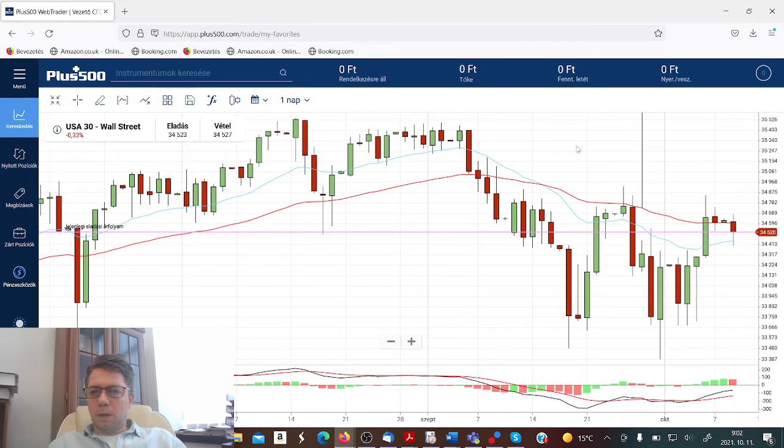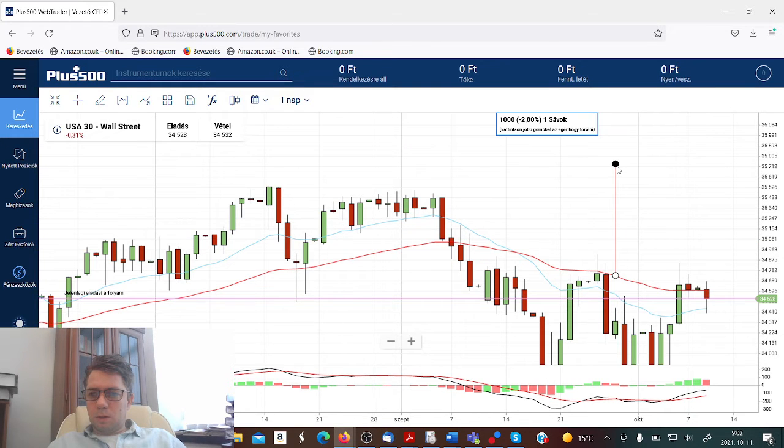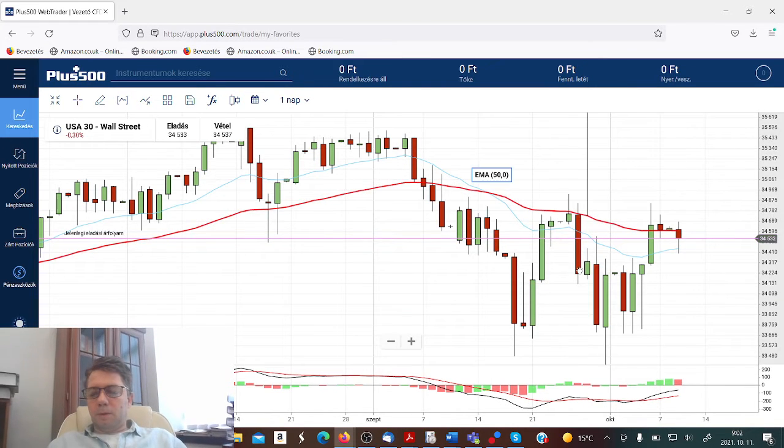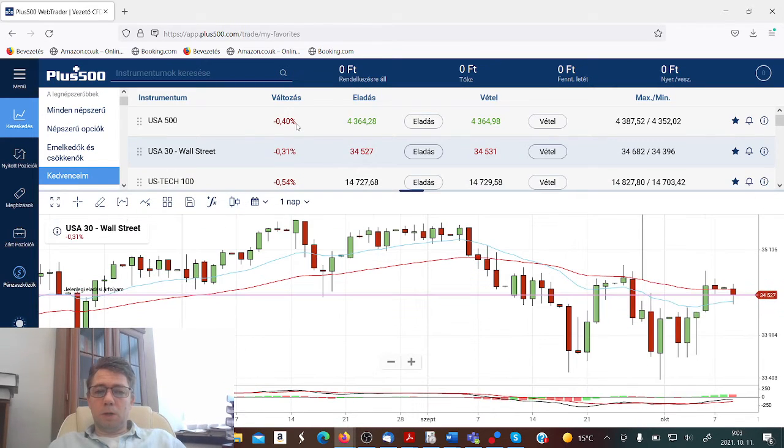Okay, now let's see. So the target is actually 35,700 if this plays out. If this is a W pattern, of course this is a bullish pattern. We are starting to be bullish, and if we are bullish, then all the other indices are going to be bullish.